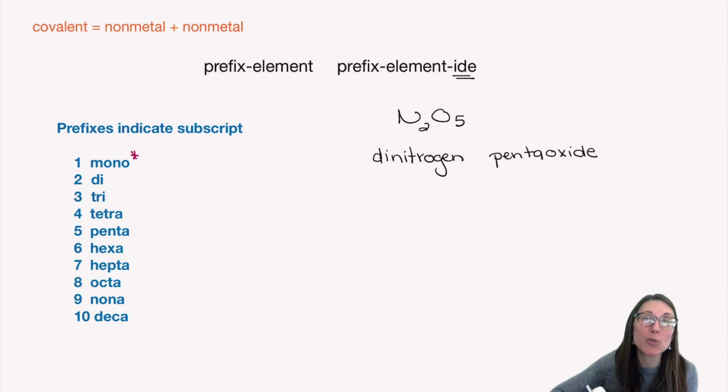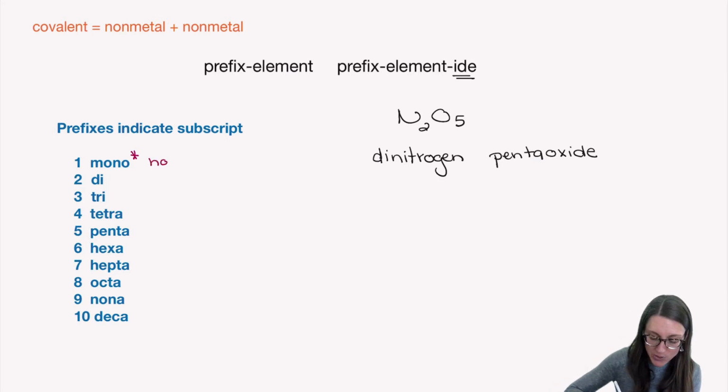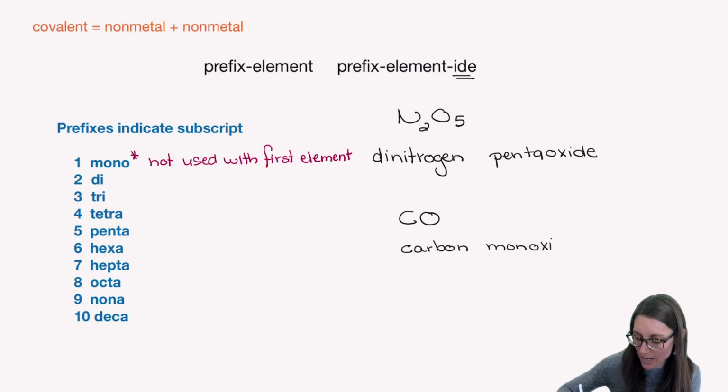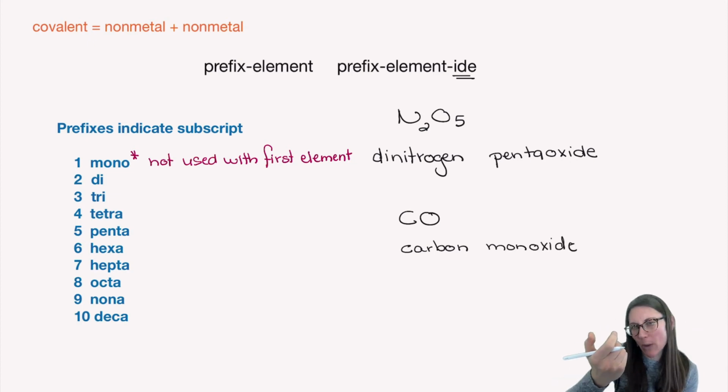We do not use the prefix mono with the first element. If you're wondering what I mean by that, let's take a look at an example. If I have the compound CO, 1C, 1O, instead of saying monocarbon, because there's only one of it, for the carbon, I just say carbon. I don't use mono with my first element. But the second one, there's 1 oxygen, I do have to use a mono for that. So this is carbon monoxide. The OO, we do drop one of those O's because it sounds super awkward otherwise. So this is carbon monoxide.